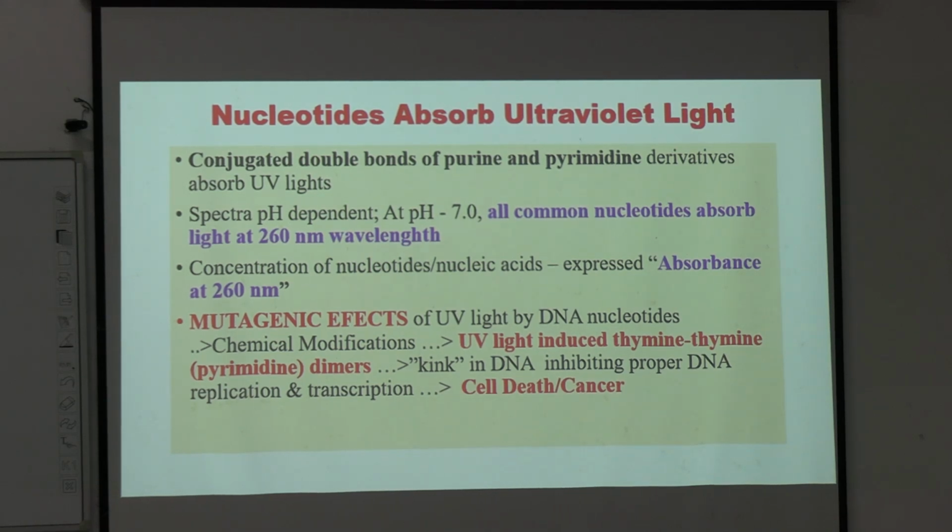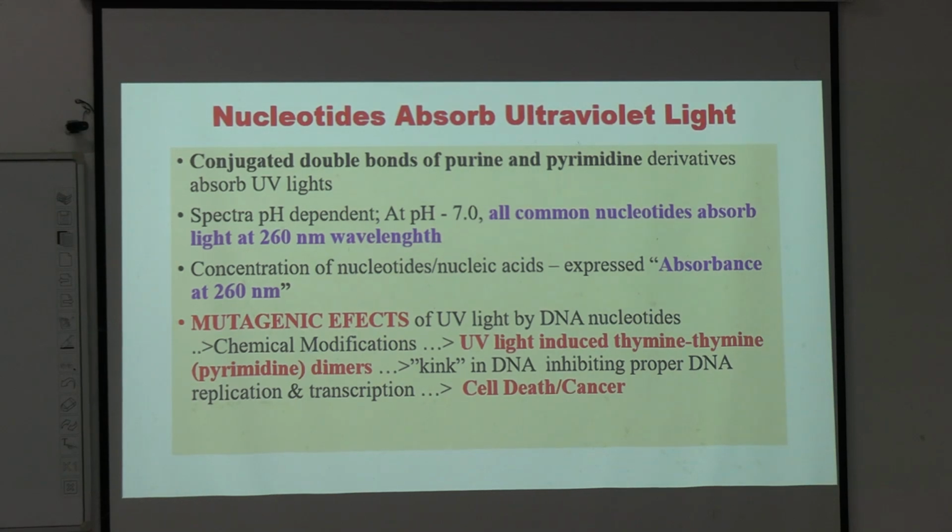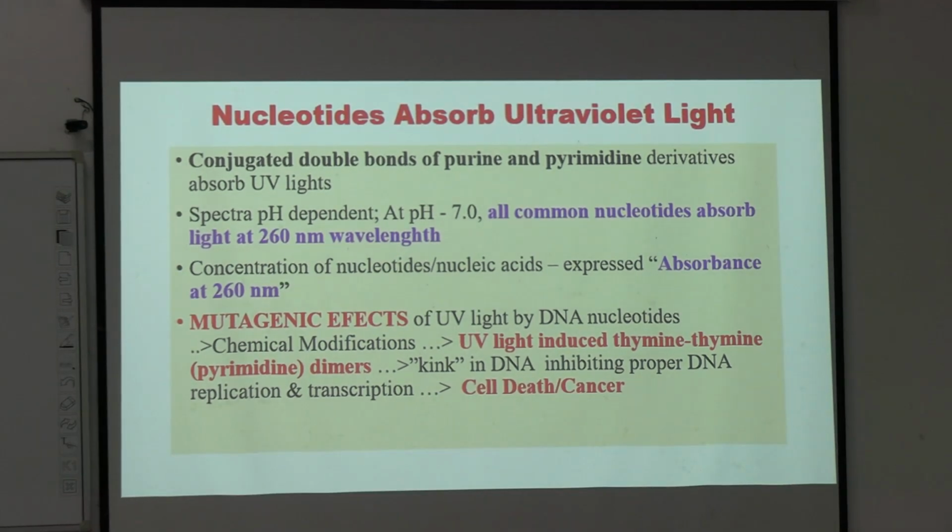An important characteristic of nucleotides is that they can absorb UV light at 260 nanometer wavelength. If the human body is exposed to UV light for a prolonged period, there will be absorbance by the nucleic acid, and that will form thymine dimers. These UV light induced thymine dimers will not allow chain elongation or proper DNA replication. There will be mutagenesis, which can lead to cancer, or there will be cell death.